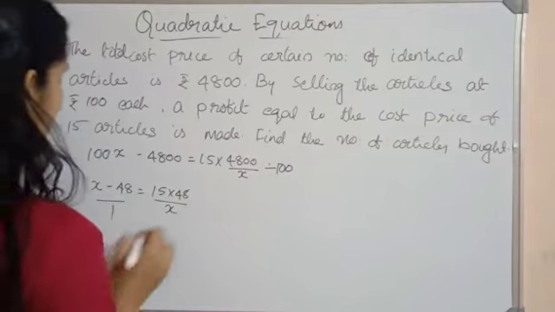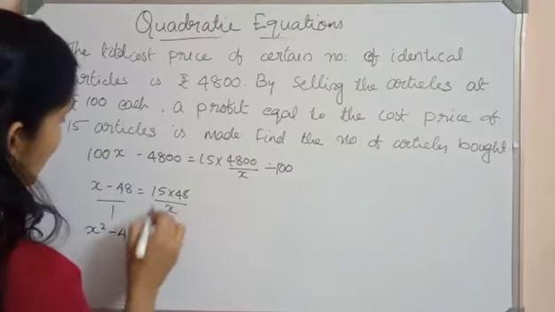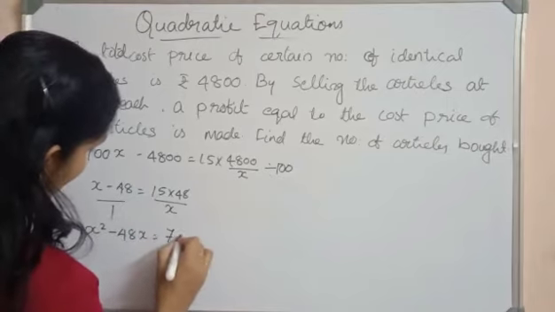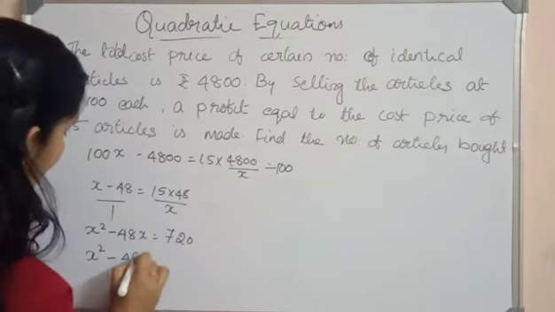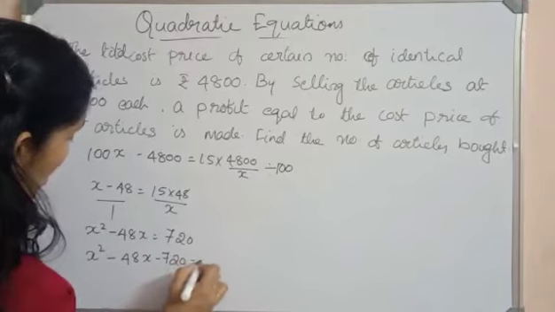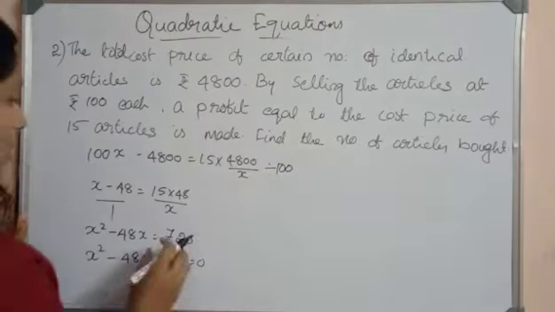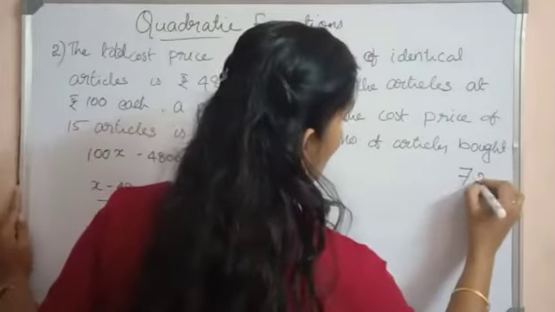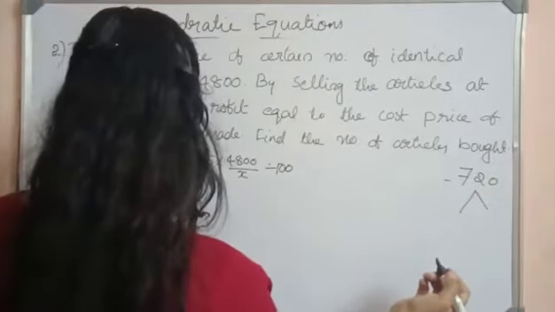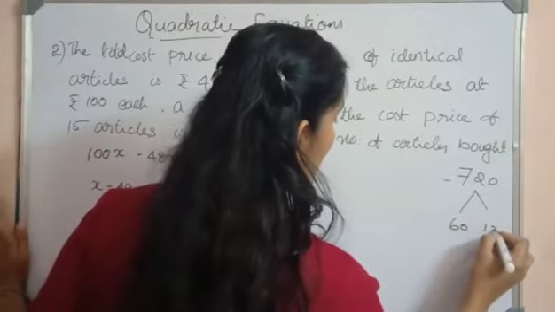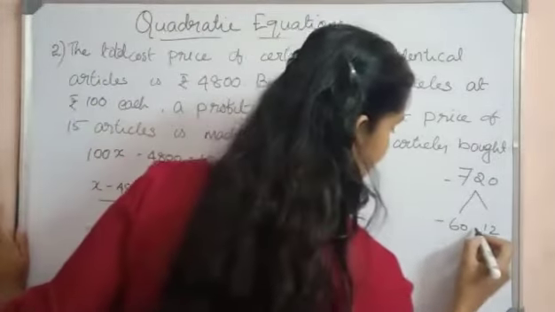Now on cross multiplication, we will get x square minus 48x is equal to 15 into 48, and that's the same as 720. So bring it into the standard form. We will get x square minus 48x minus 720 is equal to 0. Here the product is minus 720 and the sum is minus 48. When we divide minus 720 into two parts, we will get 60 and 12. So 60 into 12 is 720. Since the sum is negative, the greater number is negative, and plus 12.